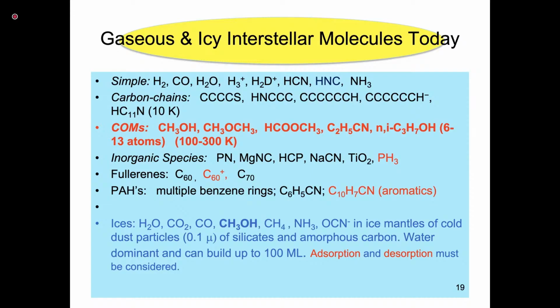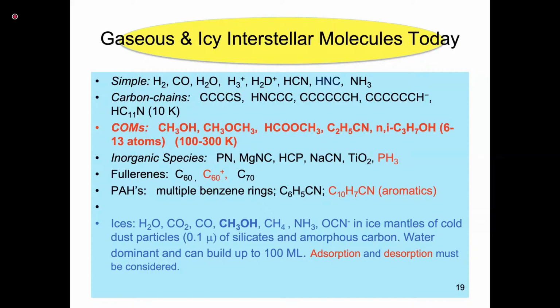One of the smallest polyatomic ions is H3+. H3 can't be seen, it's not a molecule, but you take away one electron and you can see it. There's a lot of deuterium in space too, so not only H3+, but also H2D+. There are isomers, so not only HCN, but HNC, and ammonia.